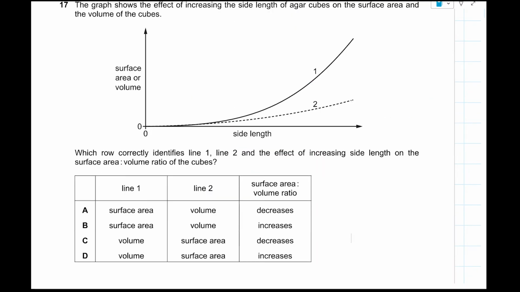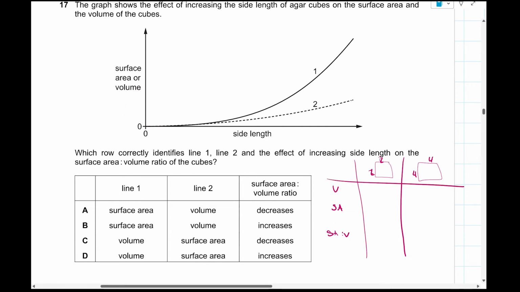Question number 17. The graph shows the effect of increasing the side length of agar cubes on the surface area and the volume of the cubes. Which row correctly identifies line 1, 2, and the effect of increasing side length on the surface area to volume ratio? So, let's assume that we have here a cube which has sides of 2 centimeters and another cube with a side of 4 centimeters. Now, let's calculate the volume, surface area, and surface area to volume ratio for each.